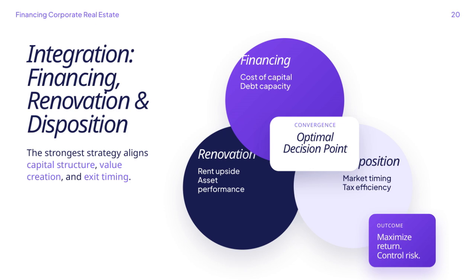At the center of this framework is the concept of convergence, where financing, renovation, and disposition strategies come together. The goal is to reach an optimal decision point that balances maximizing returns while controlling risk. Ultimately, the strongest strategy seamlessly integrates capital structure, value creation initiatives, and exit timing to drive the best financial outcomes for corporate real estate investments. This holistic approach ensures informed, strategic decisions that enhance overall portfolio performance.